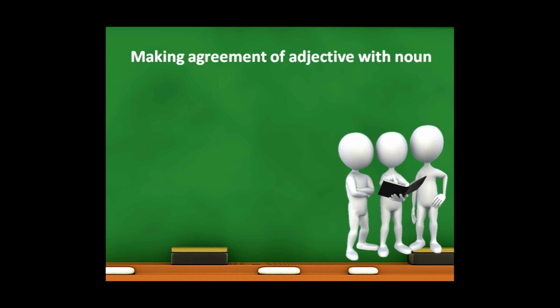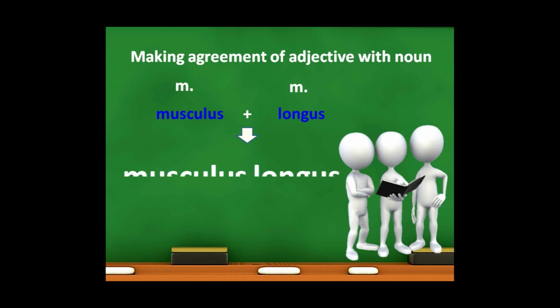Next example. Noun musculus plus adjective longus. First, we indicate gender of noun. Musculus, ending us, masculinum. Then indicate gender of adjective. Longus, ending us, masculinum. According to the rules of making agreement, adjective must be same gender as noun. So in this case, our term will be musculus longus. Noun masculinum, adjective also masculinum.